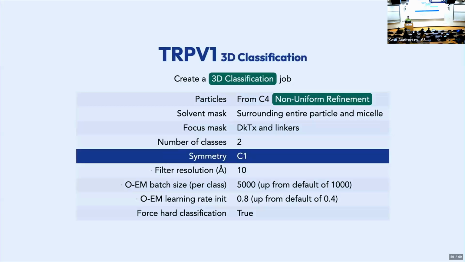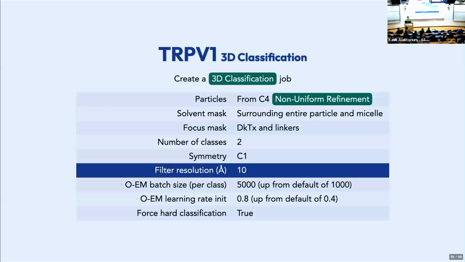We are not imposing any symmetry here. In this 3D classification, you could try imposing C2 symmetry since you think that the particle really should be C2 symmetric, but at this point, let's just stick with C1 and come back later, right? Filter resolution is just as important here as it was in the TRPV5 case. I'm going to use 10 angstroms, but probably stuff near there would work okay.